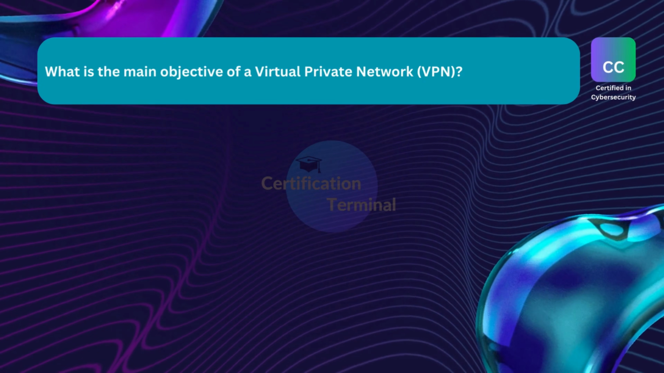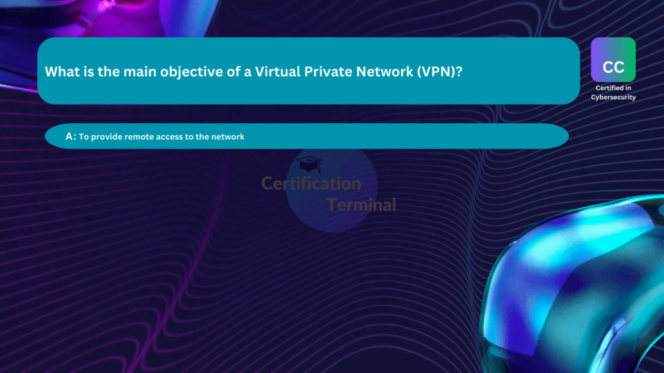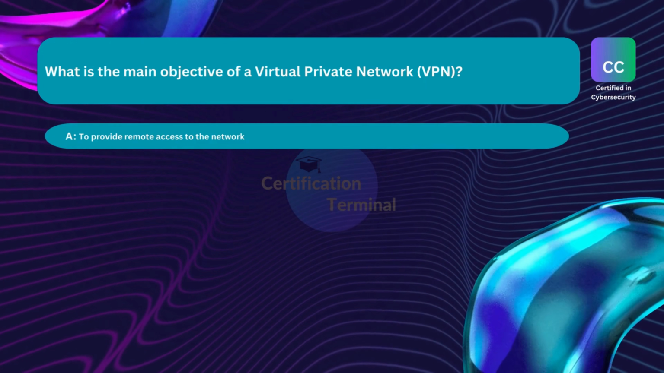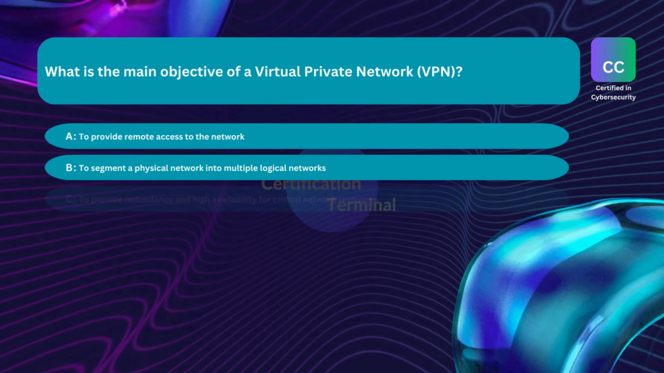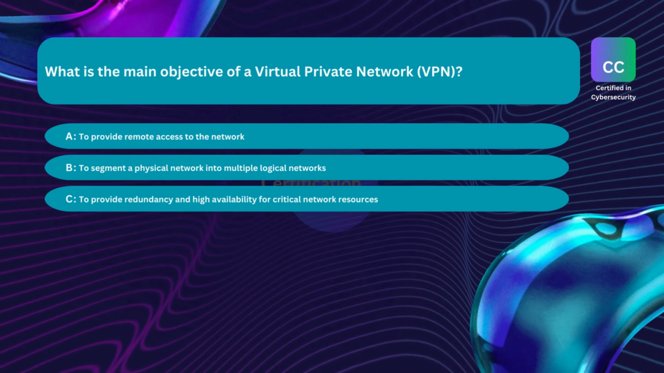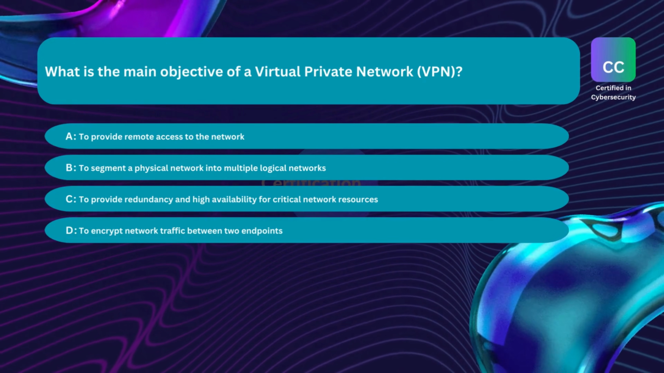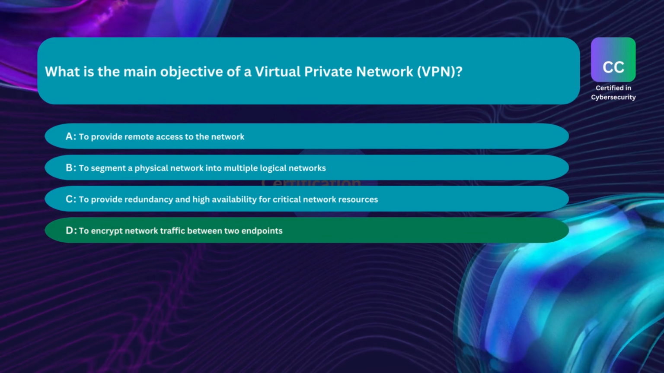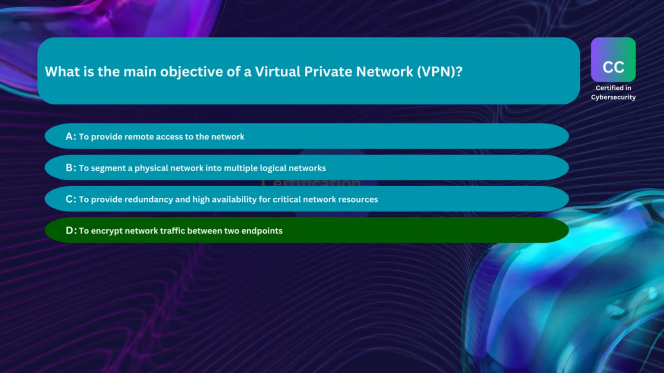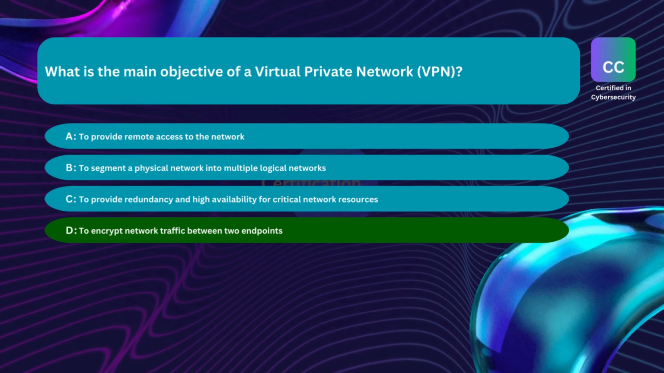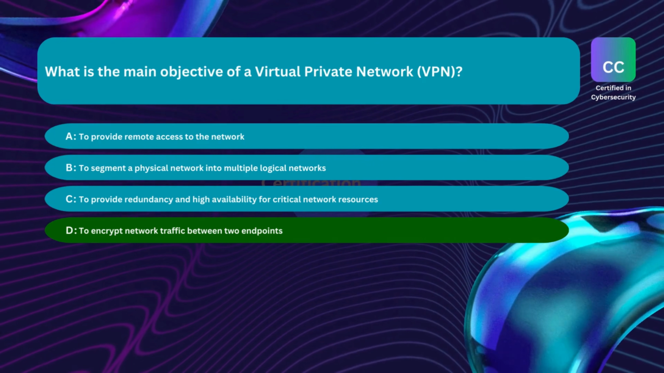Question number 11. What is the main objective of a virtual private network, VPN? Option A, to provide remote access to the network. Option B, to segment a physical network into multiple logical networks. Option C, to provide redundancy and high availability for critical network resources. Option D, to encrypt network traffic between two endpoints. The correct answer is Option D, to encrypt network traffic between two endpoints. VPNs allow organizations to provide secure, encrypted communication between two endpoints over an untrusted network, such as the Internet.